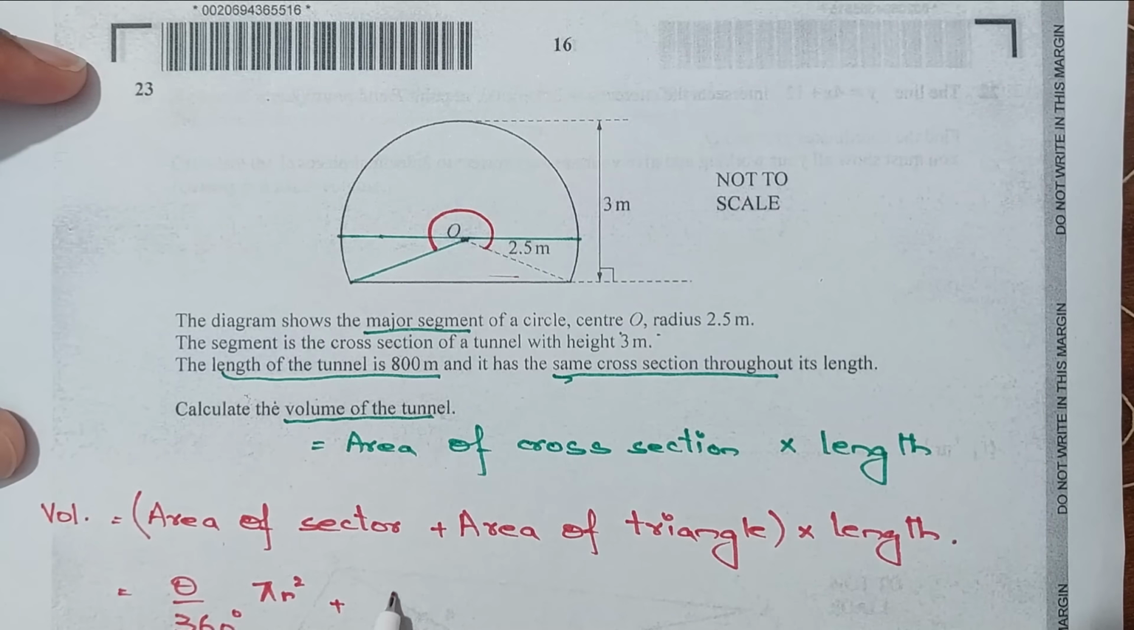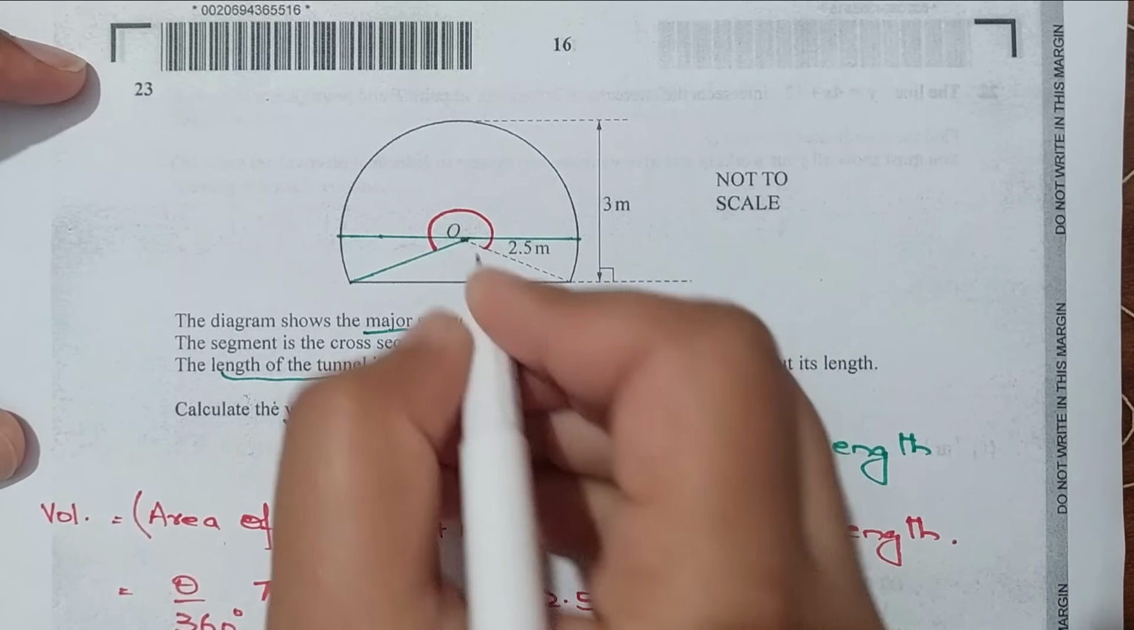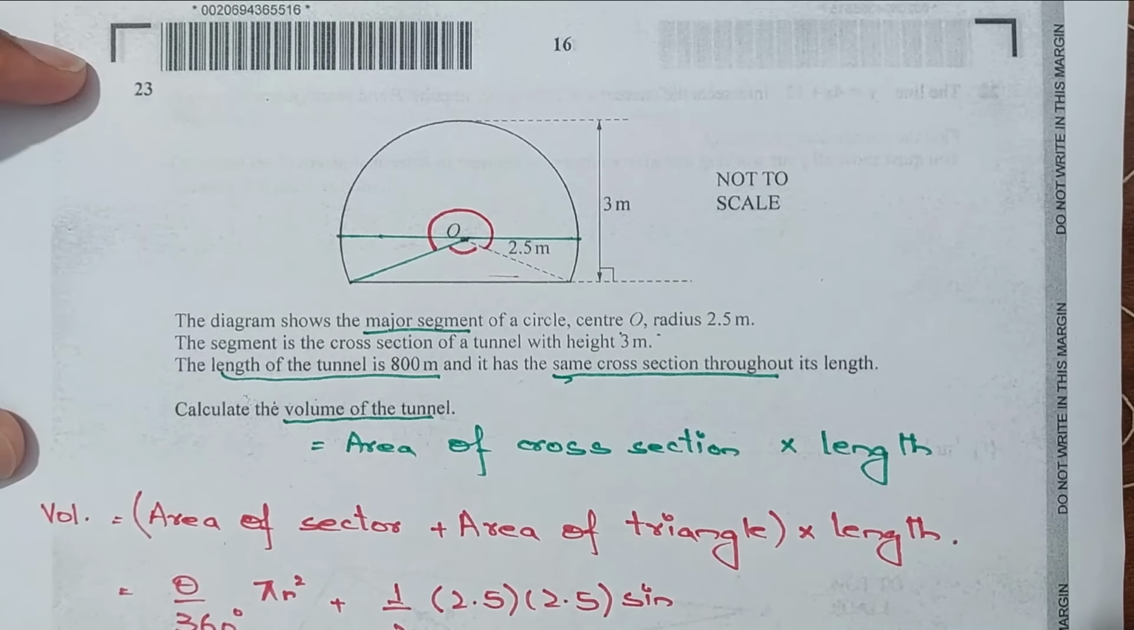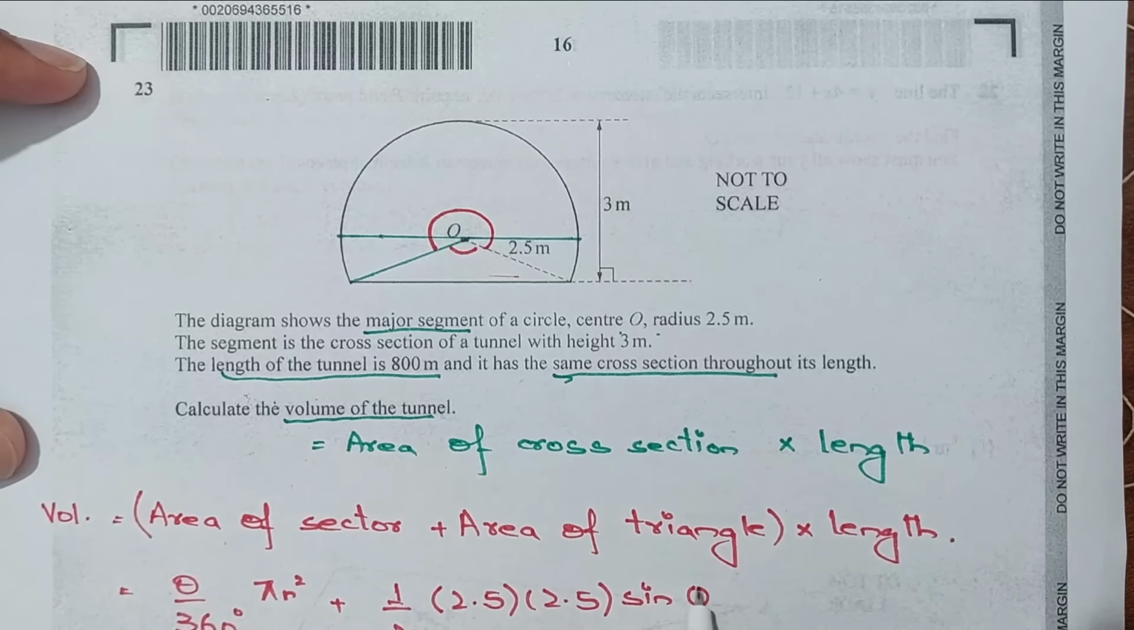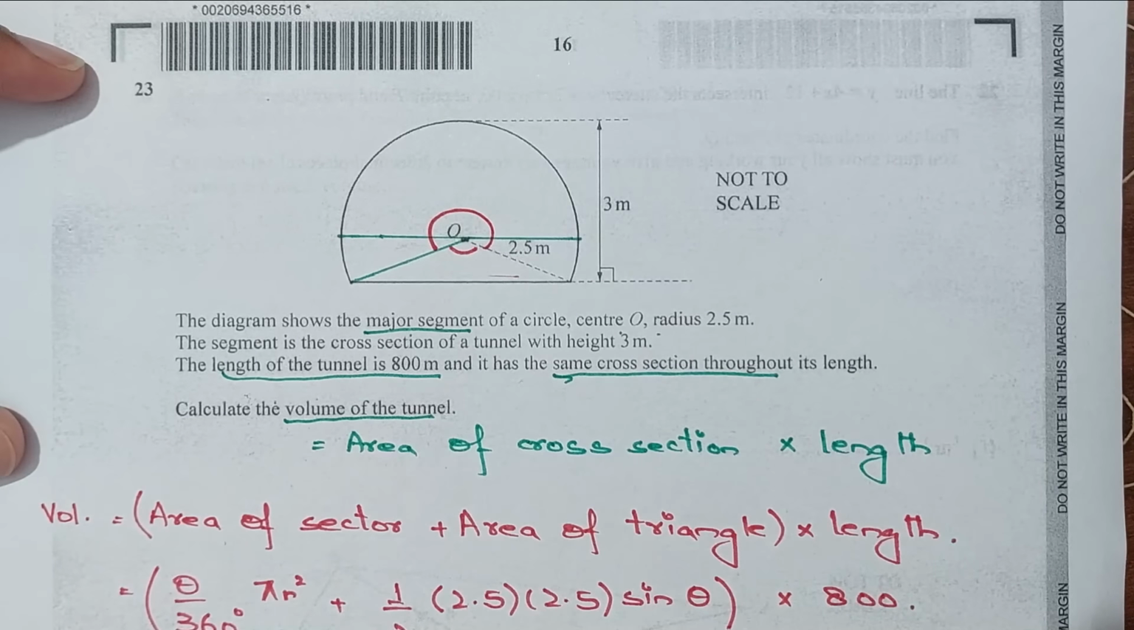The area of a triangle is again half times this side and this side, the two radii, which are 2.5 and 2.5, times the sine of the angle between the two sides. This angle we do not know, right? Let's say some theta, and multiply by the length, which is 800. Let me work on this value of theta.